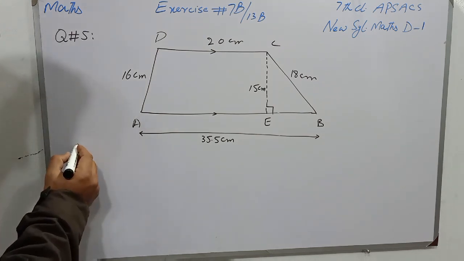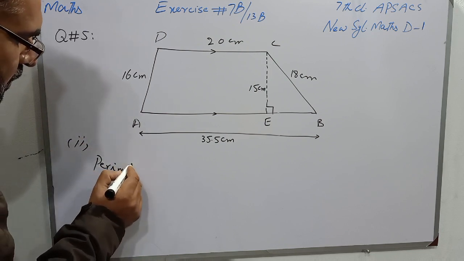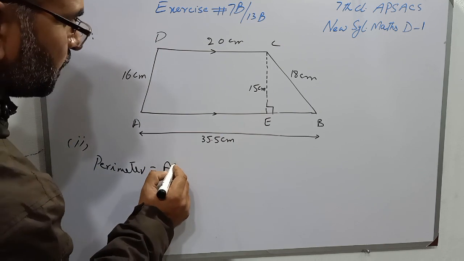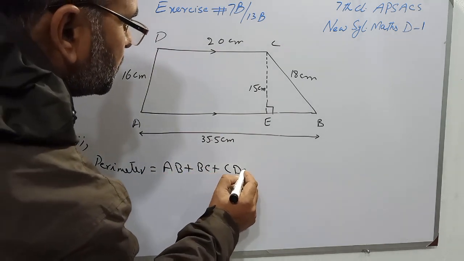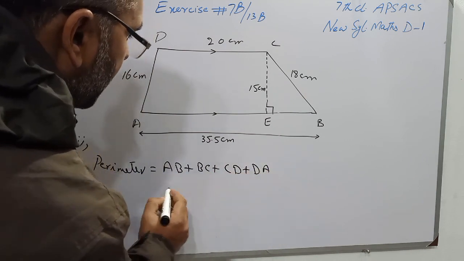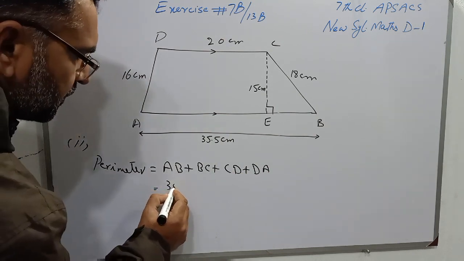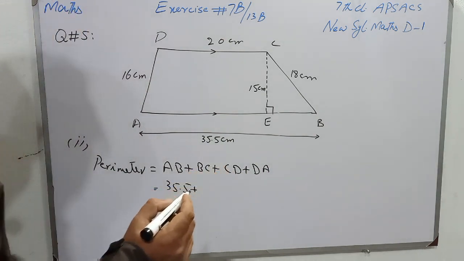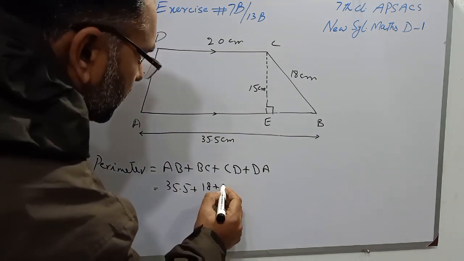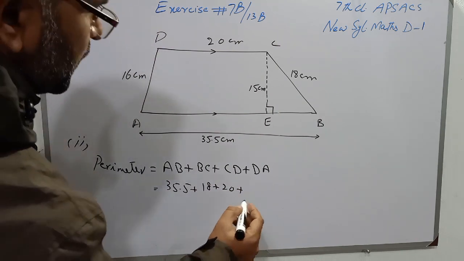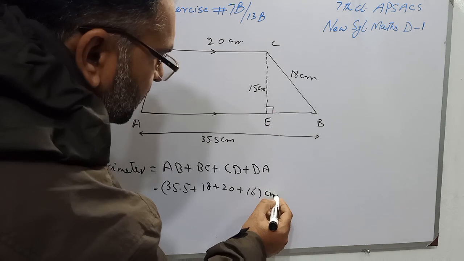So students, second part is perimeter is equal to AB plus BC plus CD plus DA. And now students, the value of AB is 35.5 plus BC is 18 plus CD is 20 plus DA is 16, and the unit for perimeter will be centimeter.